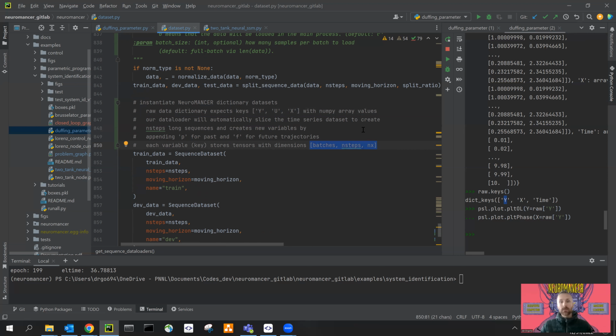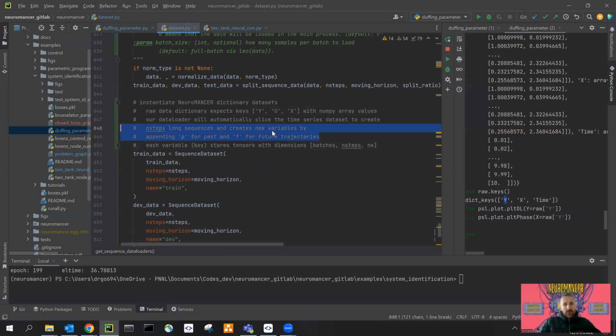What we will end up with is a dictionary with string values for the variable names that will come with tensor values of 3 dimensions. The first one is how many batches we have, how many sequences of trajectories. The second dimension is n steps, how long each trajectory in individual batches is. And the third dimension is the dimensionality of the actual variable. That can represent some physical quantity like temperature, pressure, velocity, or speed.